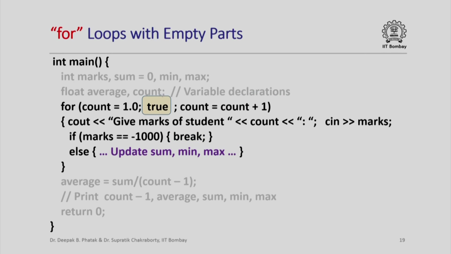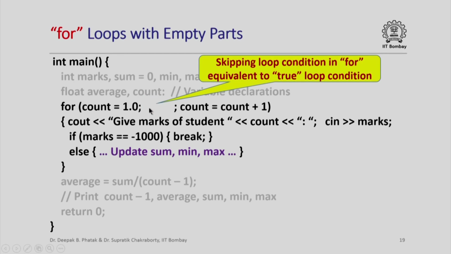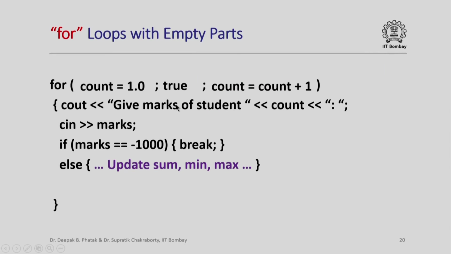Now we could also have for loops with empty parts. Note that I have used true over here. I could actually just skip the true, and skipping the loop condition in a for loop is equivalent to having a true loop condition. In fact, we can do more. This is our for loop with three parts: initialization, loop condition, and the instruction to be executed after every iteration. We have just seen that the true condition can be replaced by an empty condition.